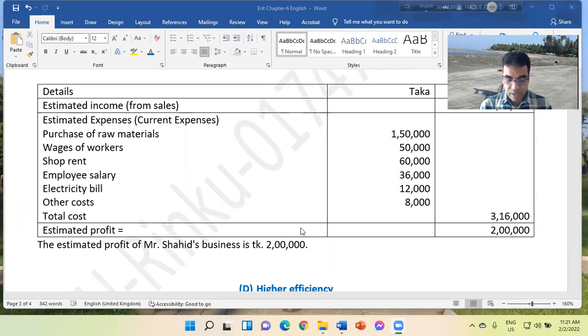And number D, is the present condition of Mr. Shahid's business satisfactory? Yes. How?